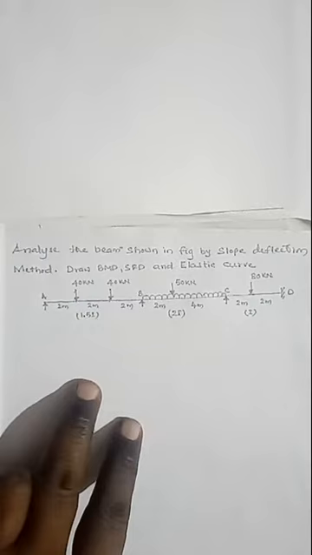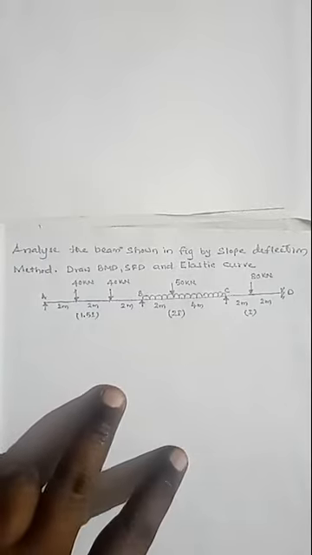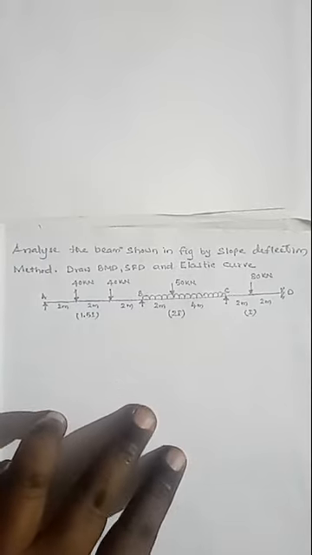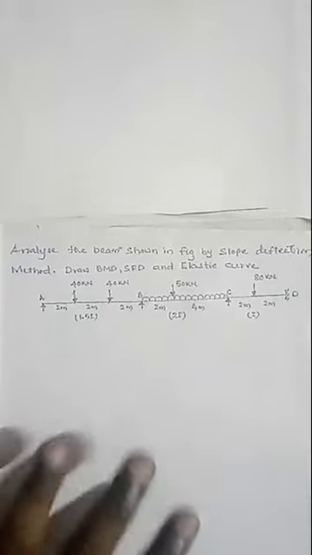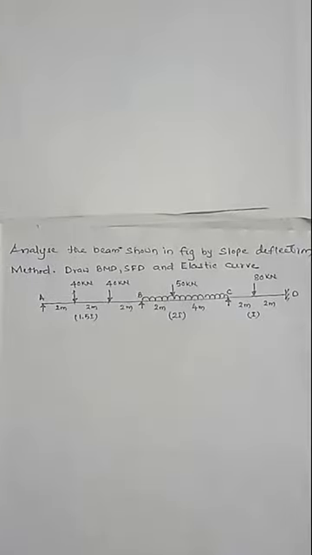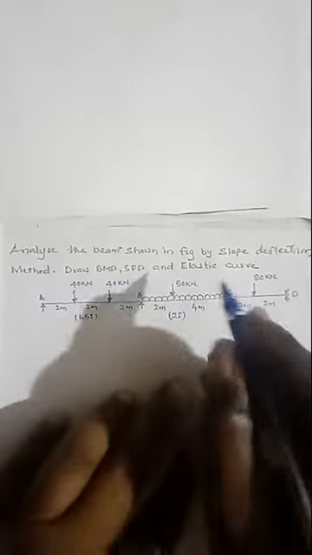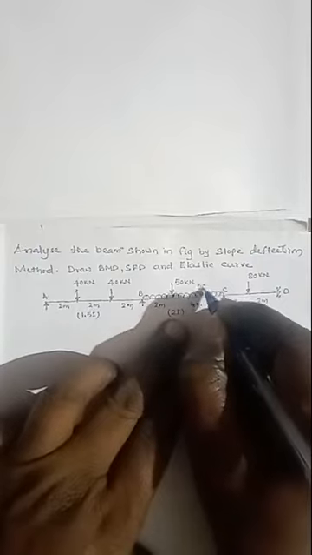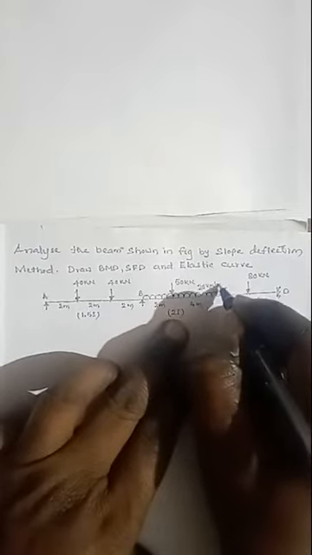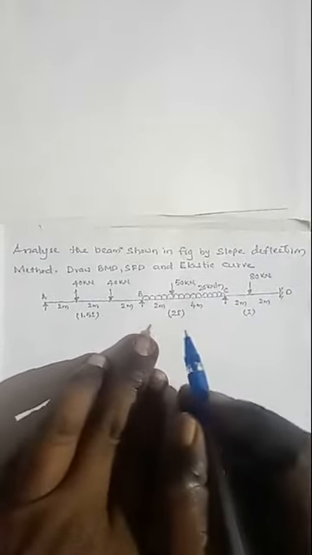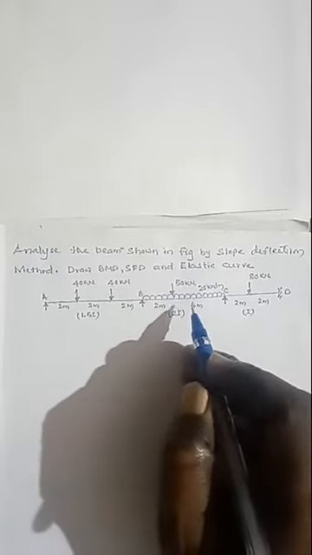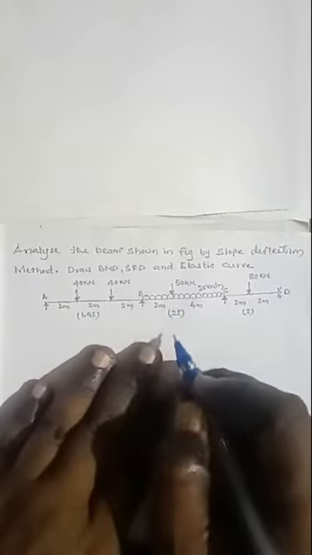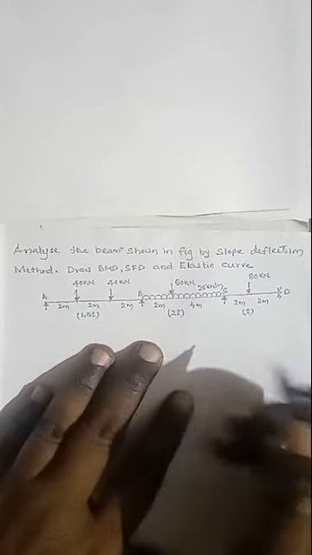The total span is 6 meter, and in span BC it is subjected to UDL of 20 kilonewton per meter over a length of 6 meter, and the flexural rigidity is 2 EI, and in addition to that it is subjected to a 50 kilonewton point load at a distance of 2 meter from B.